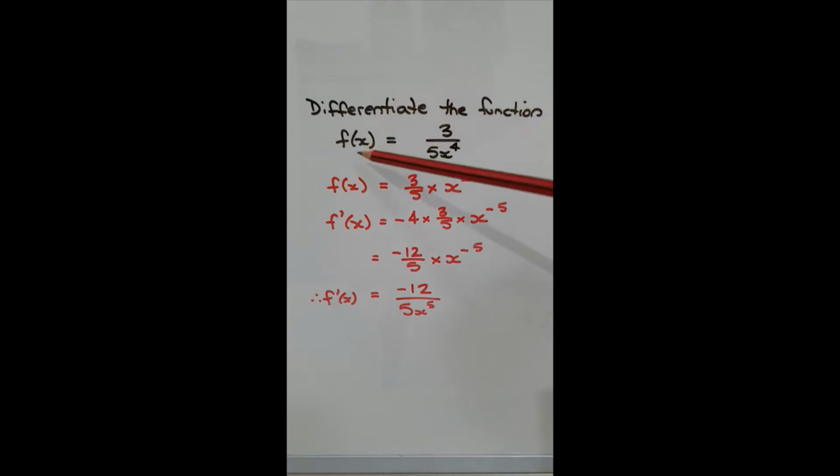Differentiate the function f of x equals 3 over 5x to the power of 4. So I'm going to start off by expressing the reciprocal using a negative index. So f of x is equal to 3 over 5 multiplied by x to the power of negative 4. Now we can differentiate it using the usual method. So f dash of x is equal to negative 4 times 3 on 5 times x to the power of negative 5. So the negative 4 comes out to the front and we reduce the power by 1, which is equal to negative 12 over 5 times x to the power of negative 5. And we can now express this as a fraction. So f dash of x is equal to negative 12 over 5x to the power of positive 5.